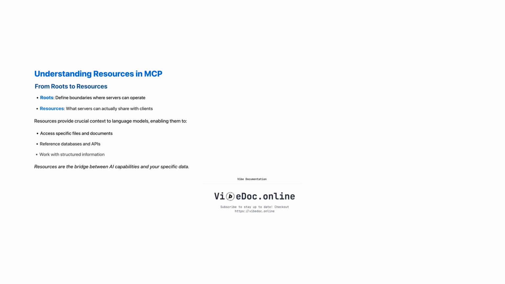So, Alex, we were just talking about roots in MCP, which are basically defining where servers can operate. But now I'm curious about these resources I keep hearing about. From what I understand, they're about sharing information between servers and clients. How does that actually work in practice?